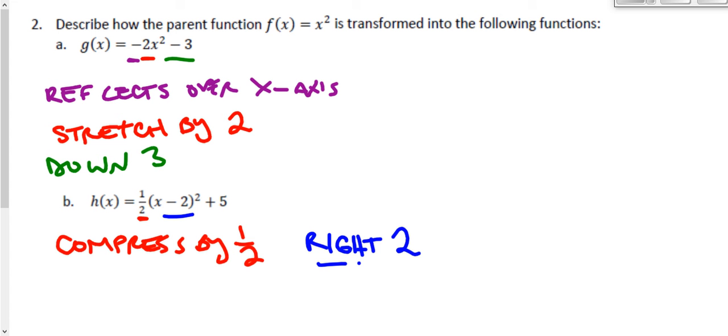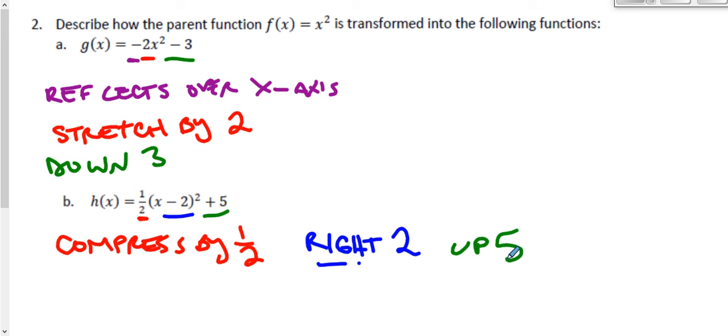She moves things to the left, to the left. All right, last but not least, I have a plus 5 at the end. That, again, is at the end of the equation after the x is finished. So it's taking all of my y values for my function and adding 5. That's going to move us up, so up 5 spaces.